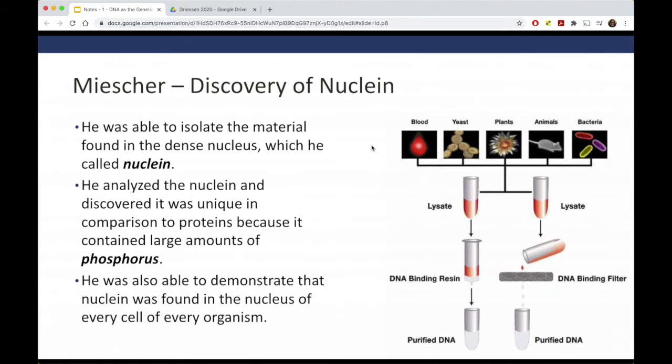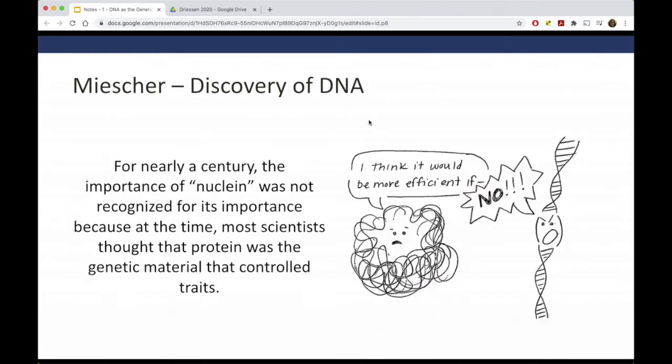So he was able to demonstrate that nuclein was found in the nucleus of every cell of every organism that he tested. But what's tragic here is that for nearly a century, his research was not recognized for its importance because, again, most scientists at that time in the 1860s thought that proteins were the genetic material that controlled our traits.